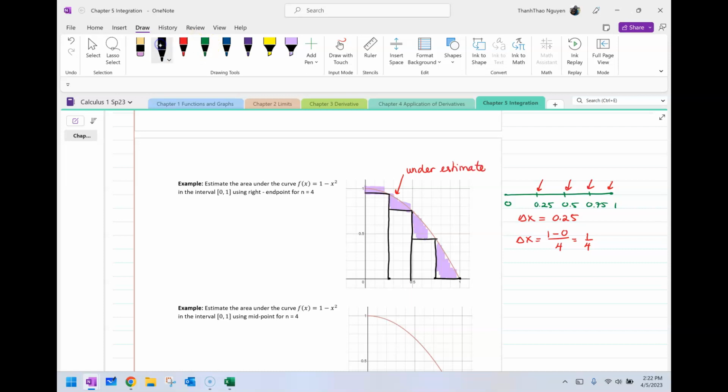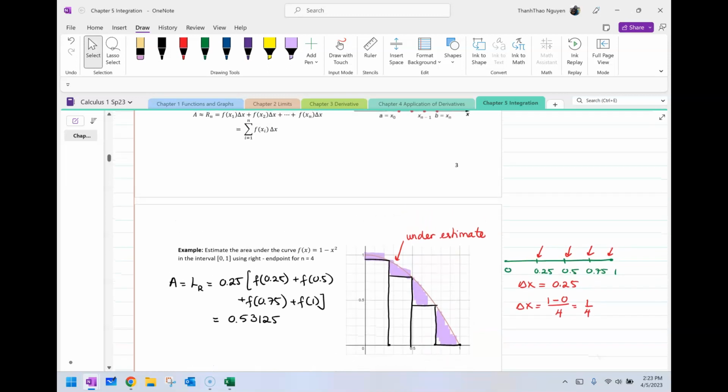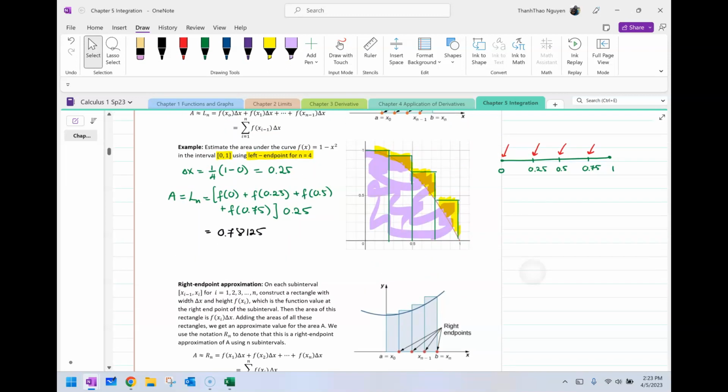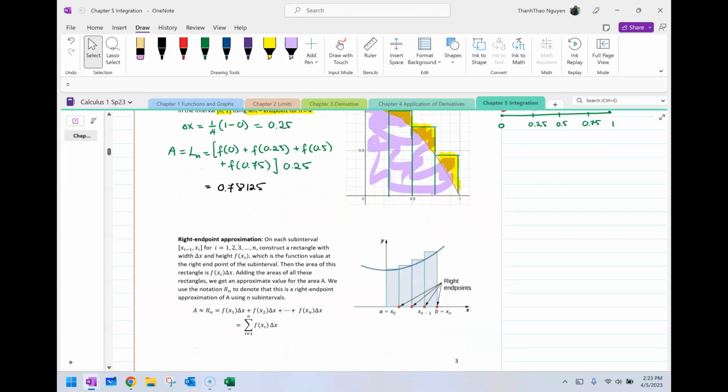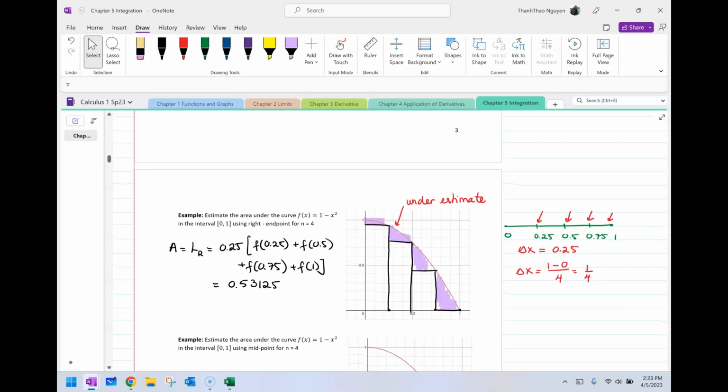The area is estimated by 0.25 multiplied by the sum of f of 0.25, f of 0.5, f of 0.75, f of 1, and this equals 0.53125. So if you're looking at the earlier problem, we had an overestimate at 0.78125, and now we have an underestimate at 0.53125. This means that the actual area underneath the curve is somewhere between those two values.